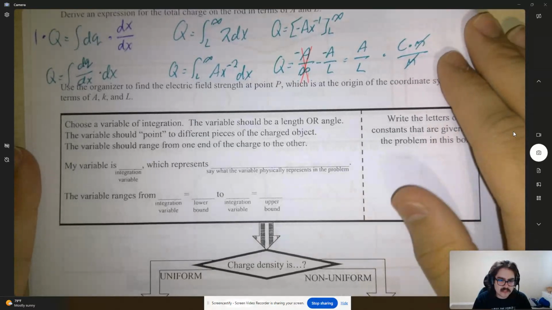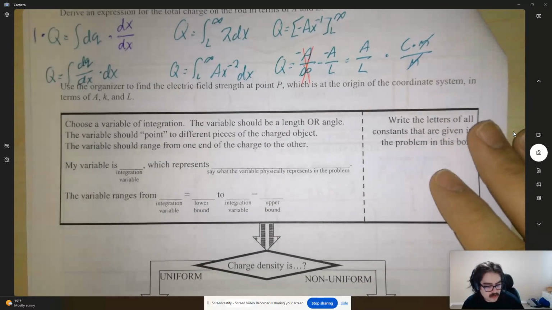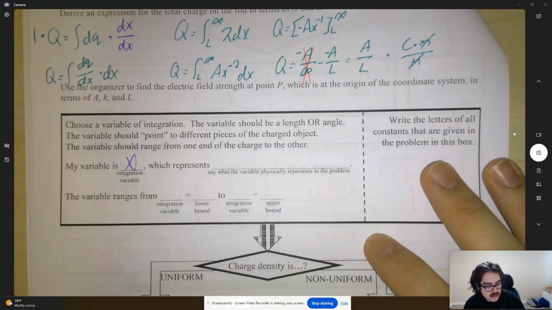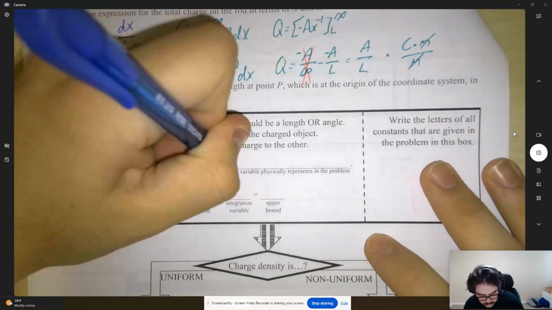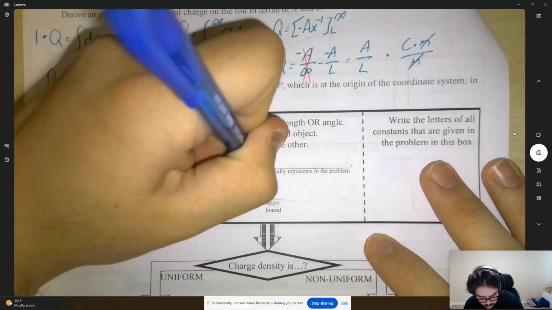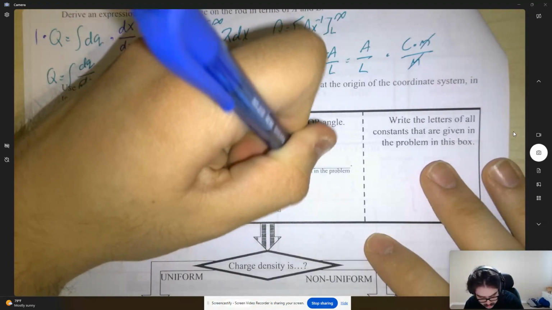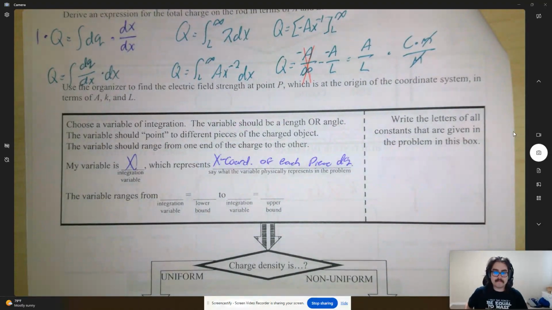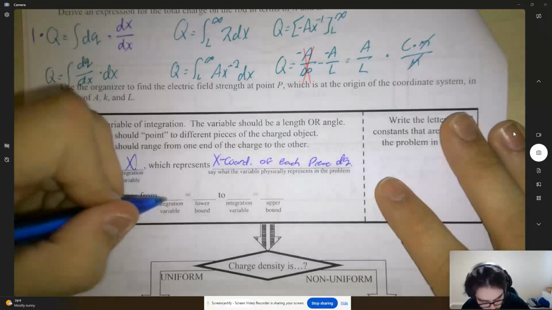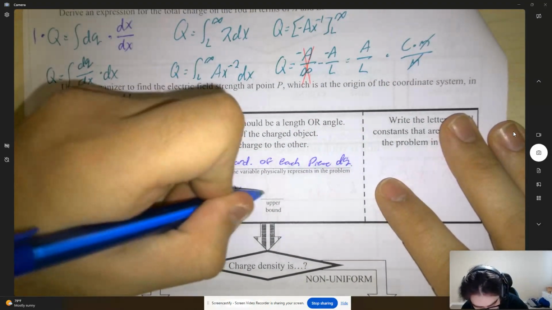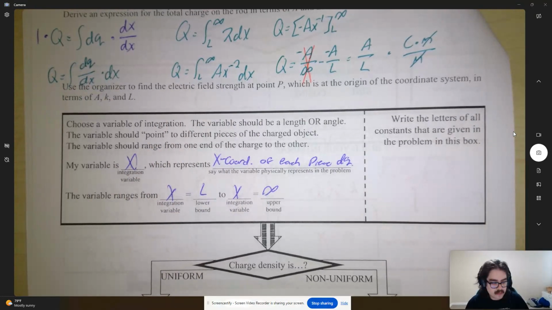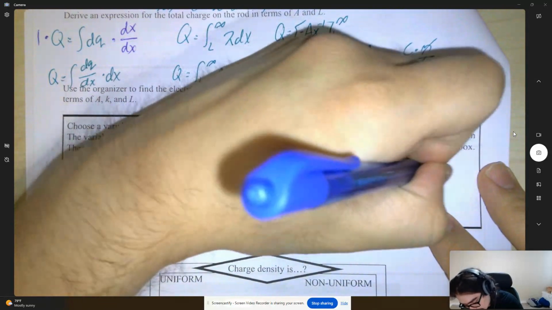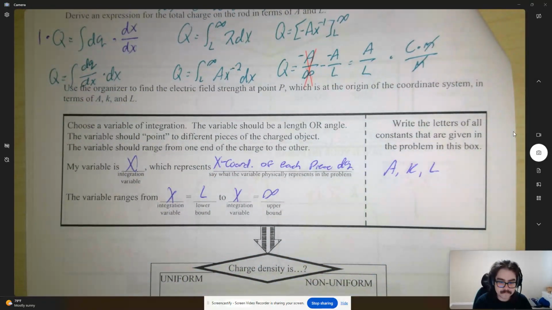Choose a variable of integration. It should be a length or an angle. Because this is a rod, it's going to be most appropriate for us to use a length. So I'm going to use x as my length, and that represents the x coordinate of each piece dq. The variable is going to range from x equals L to x equals infinity. And the letters, it tells me, are A, k, and L.